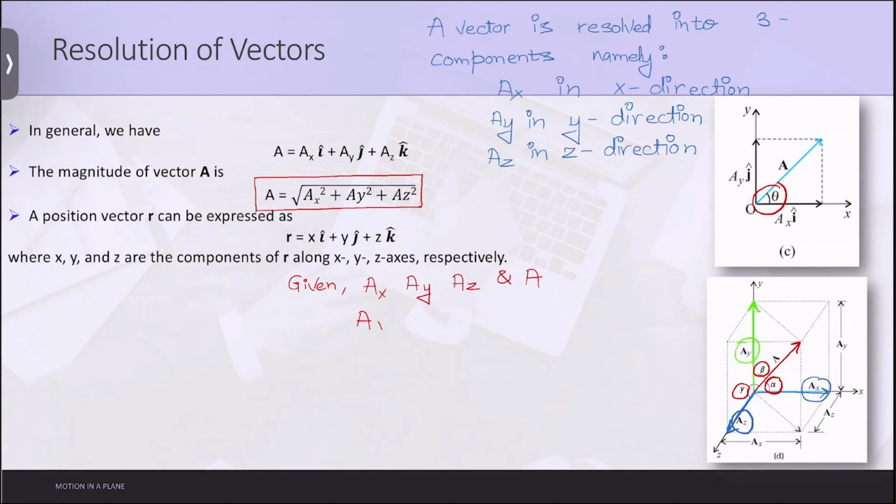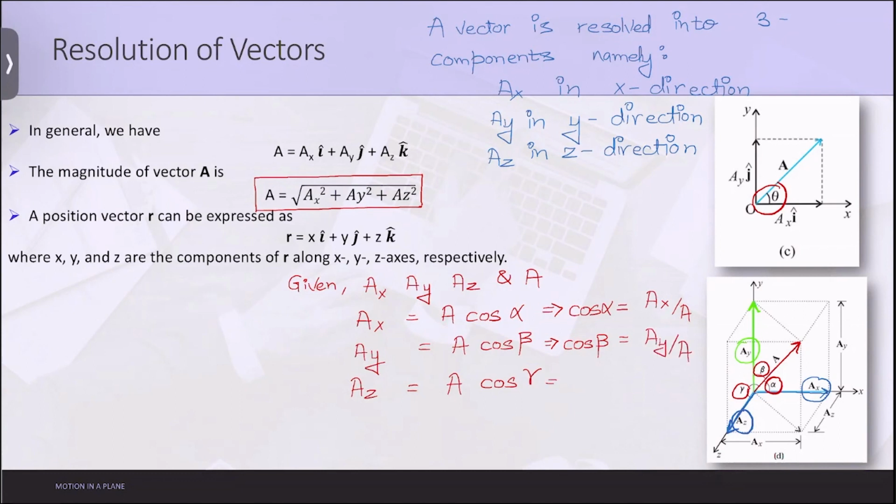We know that ax is equal to A cos alpha. We also know ay is equal to A cos beta, and az is equal to A cos gamma. Correct? Therefore, cos alpha is equal to ax upon A. Similarly, cos beta is equal to ay upon A, and cos gamma is equal to az upon A. So from here we can obtain the value of all these angles.